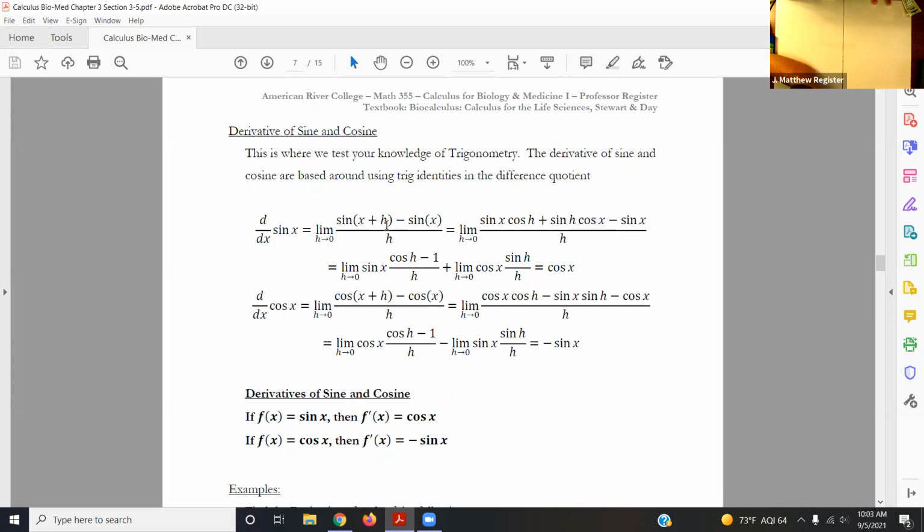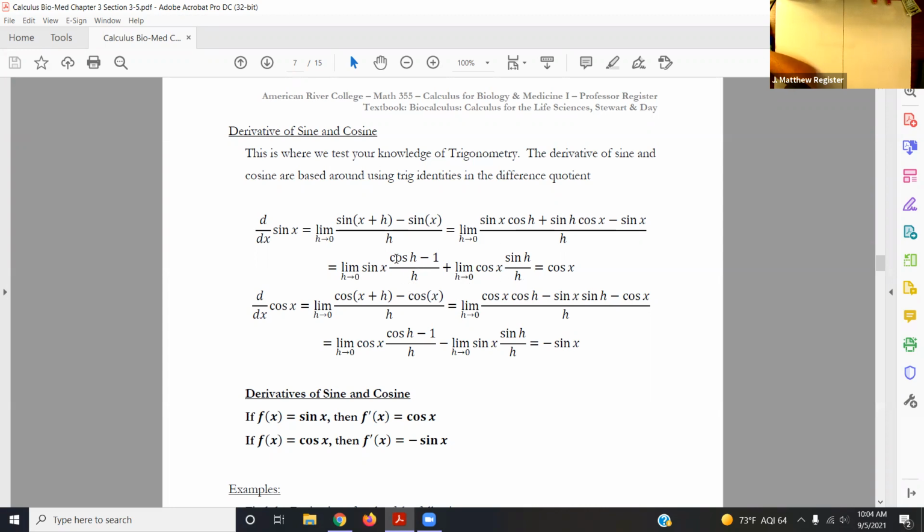But sine of x plus h is a sum on the inside, right? And so we can use our sum and difference formulas from trigonometry. So sine of x plus h would be equal to sine of x cosine h plus sine of h cosine of x. Now notice, looking at this, we have a sine of x term here and a sine of x term here. We can factor those two, or group those two terms together, giving us the limit as h goes to 0 of sine of x times cosine of h minus 1 over h, plus the limit as h goes to 0 of cosine of x times sine of h over h.